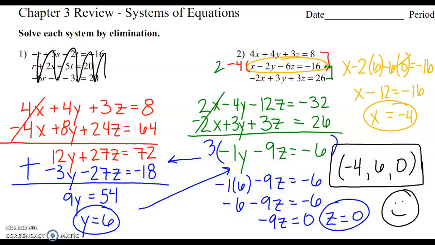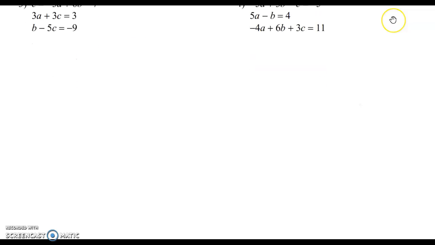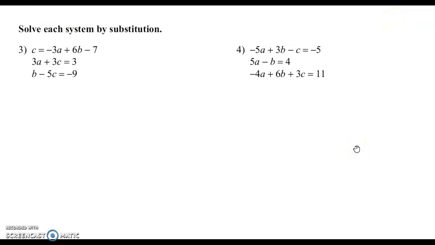That's elimination. You have to start using elimination, so that means you eliminate the same variable twice. All right, now we have substitution. So that means you have to start by substituting. So you have to solve one of the variables and plug it into the other.